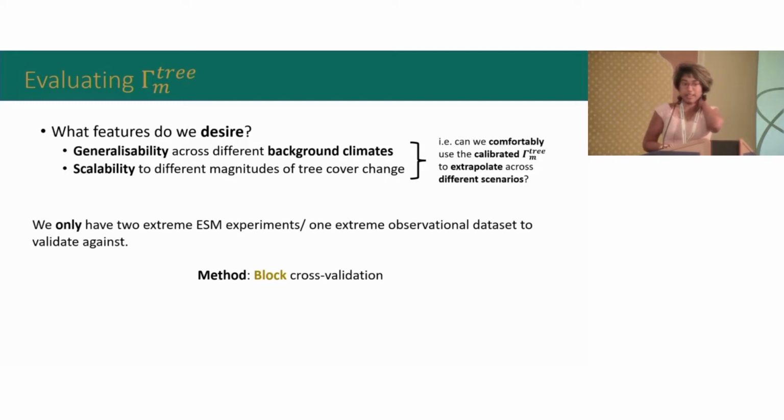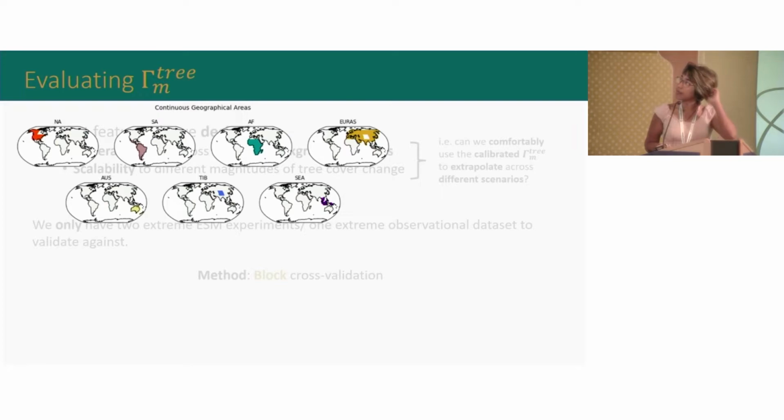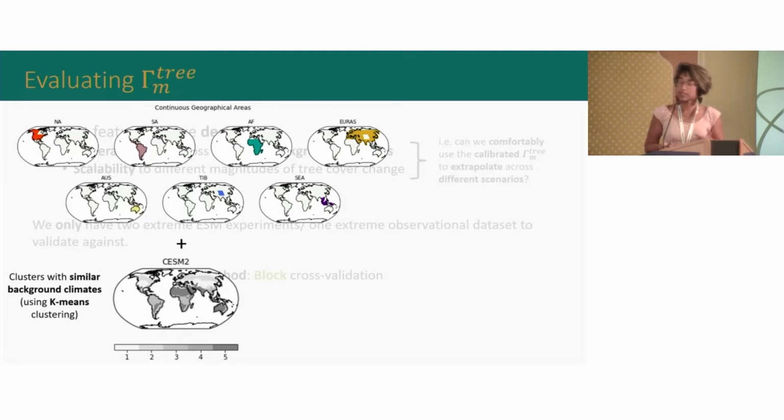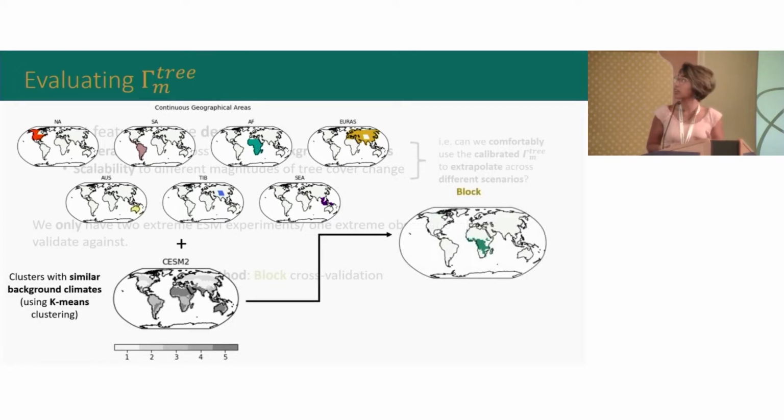Unfortunately, for this, we only have the ESM dedicated experiments or the observational data. So in essence, the evaluation is a bit more tricky here, just because we don't really have much to justify the emulator's performance with. And so for this, I used a block cross-validation method. And this entails that you look at continuous geographical areas, and this takes into account spatial cross-correlations. And then you also cluster these areas according to their different background climate, for instance, when we want to look at the emulator's performance across different background climates.